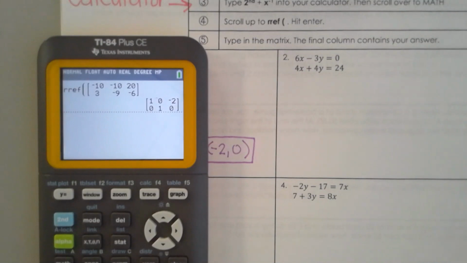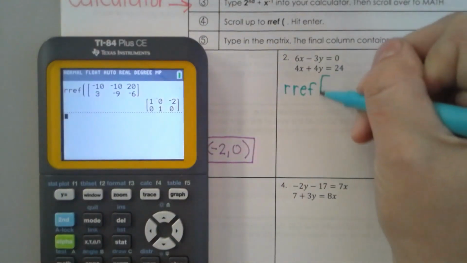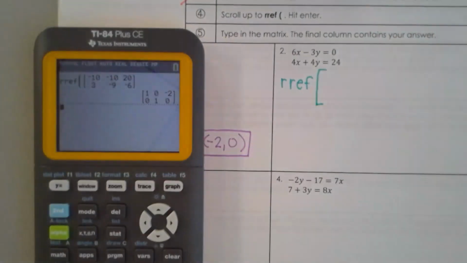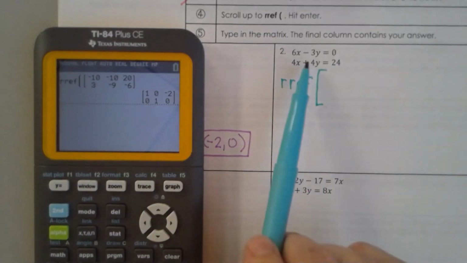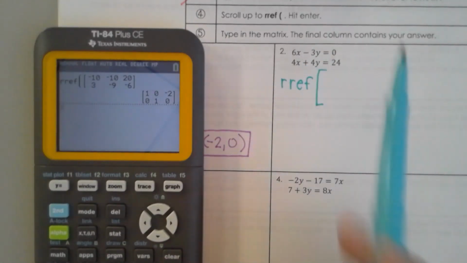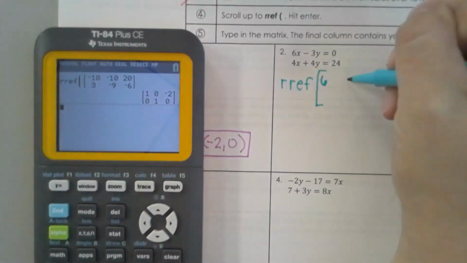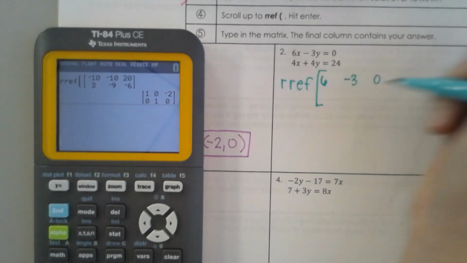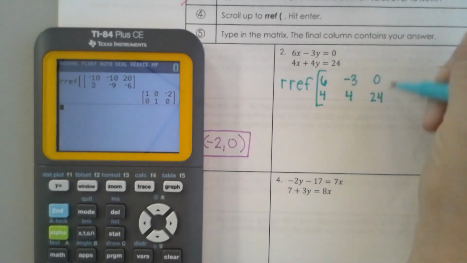Yes. So I want you to write RREF, and then I want you to write the matrix that you are going to type in your calculator. Because that way, that's just one extra thing that if you miss it, I can go back and look. Because if you just put 3 instead of -3, you'll get it wrong. You have to be precise with your negatives. So 6, -3, 0, 4, 4, 24.